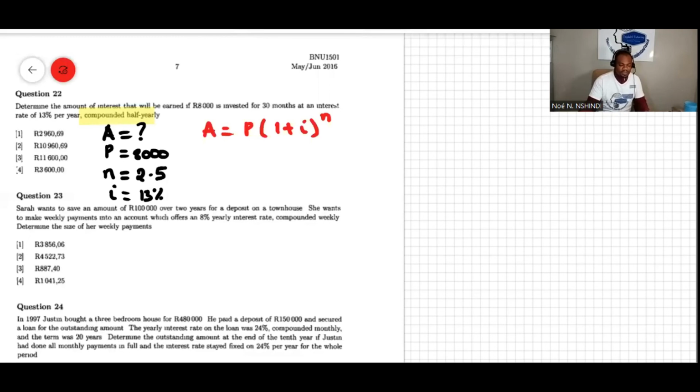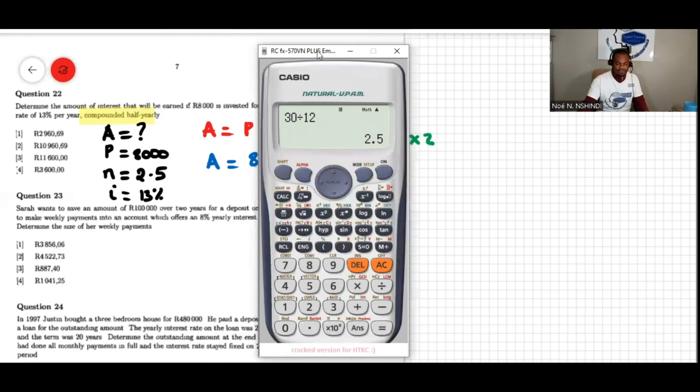So the amount will be 8,000 open brackets 1 plus i, the interest is 13%, which is 0.13, compounded half yearly. Over here, we will divide by 2 because there are 2 halves in a year. And then the period was 2.5 years. Now, because compounded half yearly, we times this by 2. And then we can use a calculator to solve this.